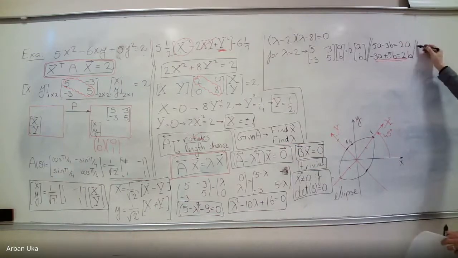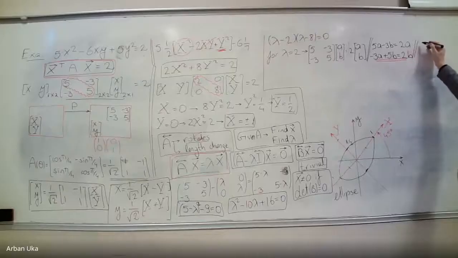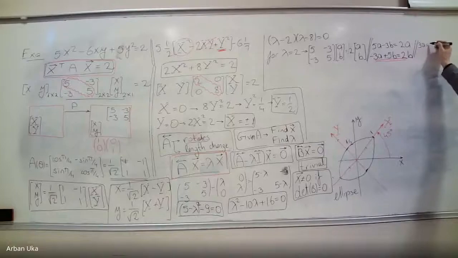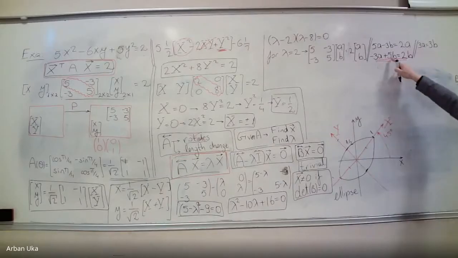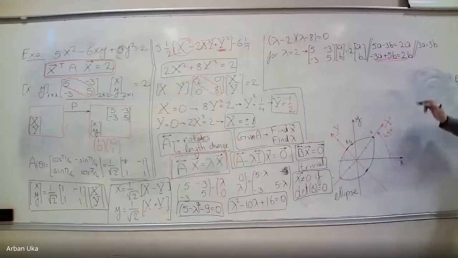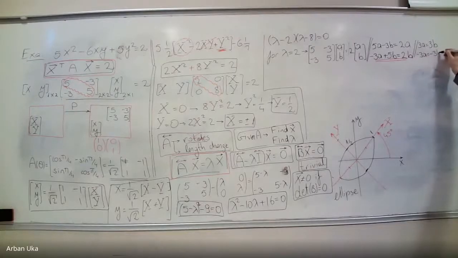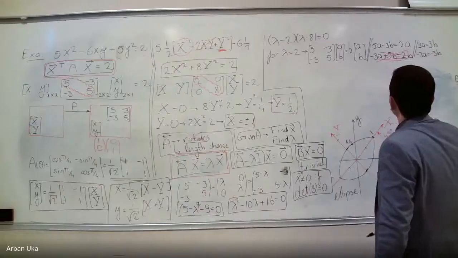So what do we get from the first equation here? Can you help me here? 3a is equal to 3b. Okay. So a is equal to b. What about from the second equation? We will have minus 3a is equal to minus 3b. So did we really have a second equation? No, we have the same. A is equal to b.